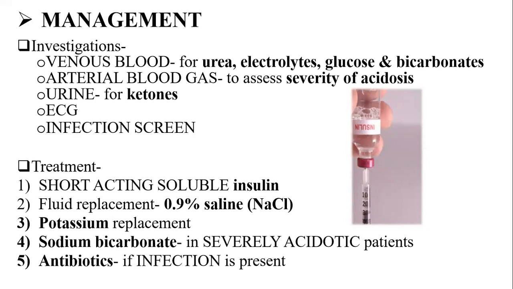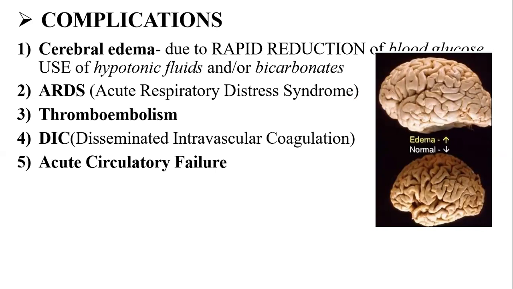You have to use short-acting insulin because we need the result very fast. You have to start hydrating this patient with sodium chloride, and also you do potassium replacement because the patient has low potassium in the body. Then you give sodium bicarbonate in a severely acidotic patient, and also if there are any infections in the body, you can give antibiotics, or you can give antimalarials if it is a malaria infection in that patient. So the most common complications of DKA are cerebral edema, acute respiratory distress, thromboembolism and disseminated intravascular coagulation. Sometimes patients can have what we call acute circulatory failure.